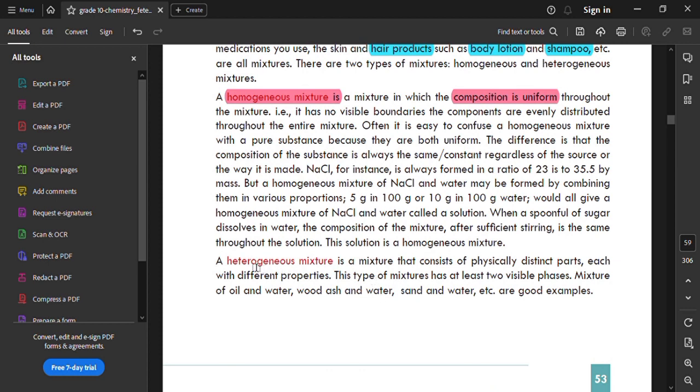The second type of mixture is heterogeneous mixture. So it is a mixture that consists of physically distinct parts, each with different properties.